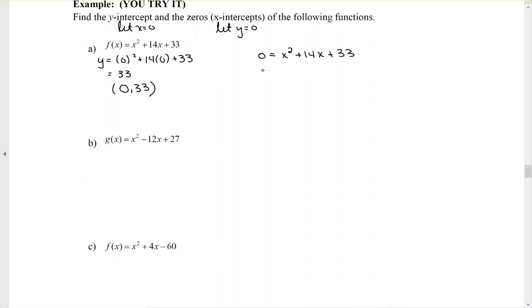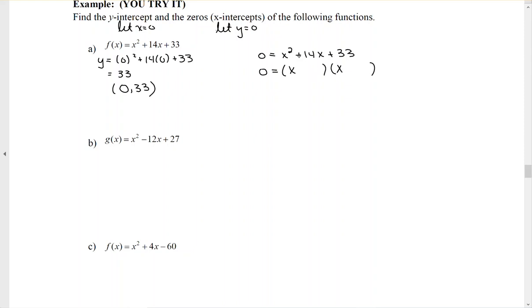So for this problem, it's a quadratic, so I'm going to look to see if I can factor out a common term first. In this case, there are no common terms. So I'm going to factor by using the reverse FOIL method. You can also use the AC method if you're comfortable with that method, or you could use the quadratic formula if you remember that. The reverse FOIL method, though, is what two variables multiply to give you x squared, and that would just be x times x.